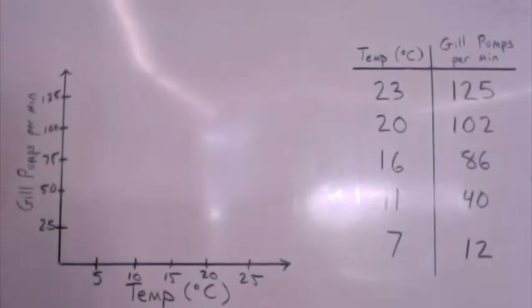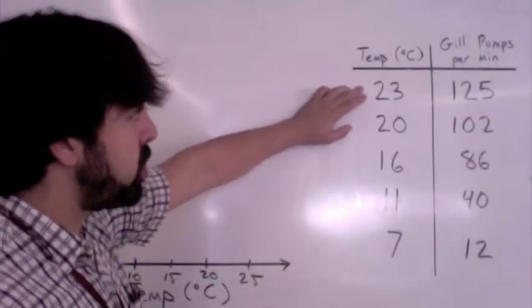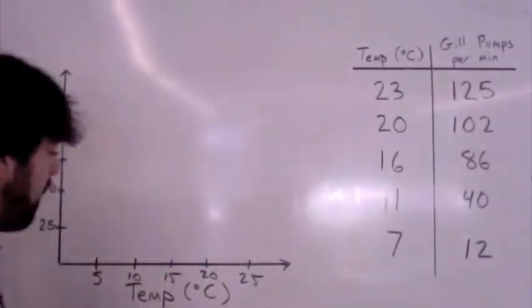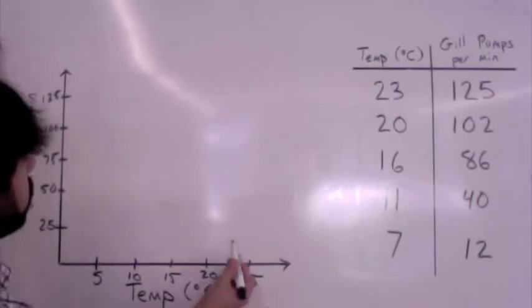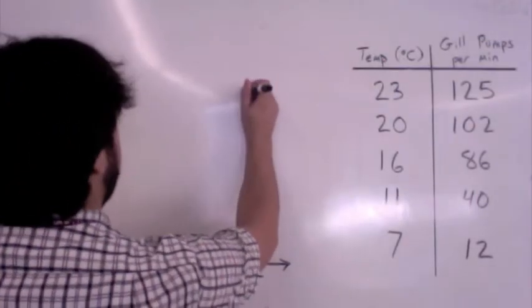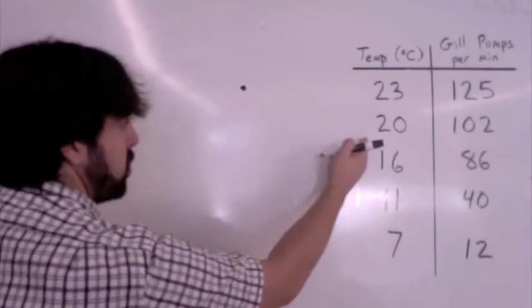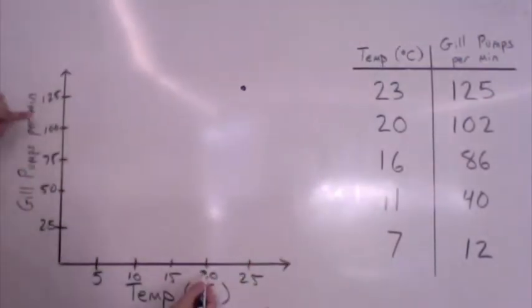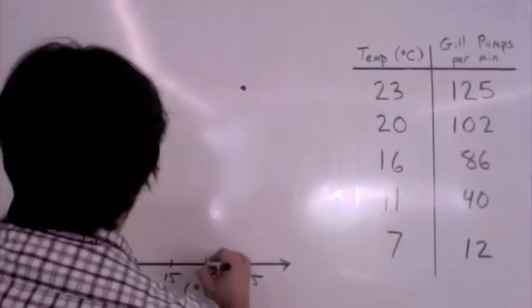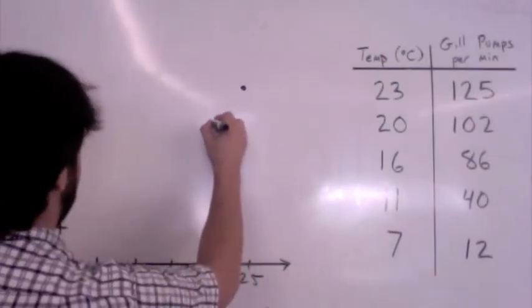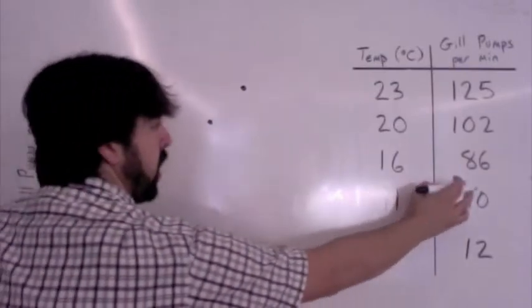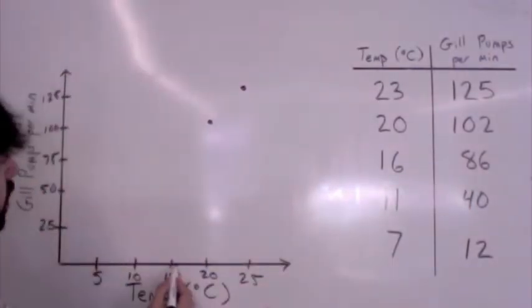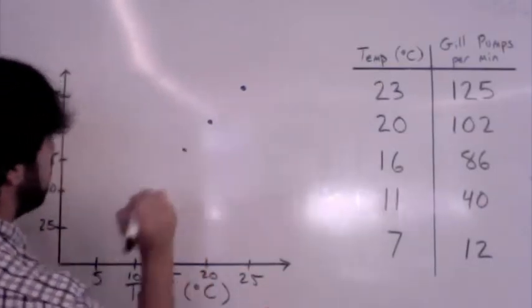So let's see. At temperature 23, the gill pumps were 125. I find temperature 23, that's right about here. I find 125, I draw a line up in my head, and I place a point. When temperature is 20, I find 102, go up and place a point. When temperature is 16 degrees Celsius, gill pumps are 86, so 16 is about right here, 86 is maybe right about there, so I'm going to place a point.